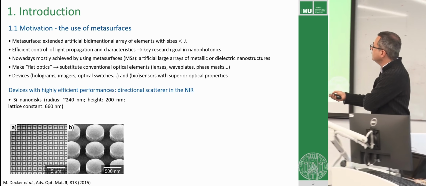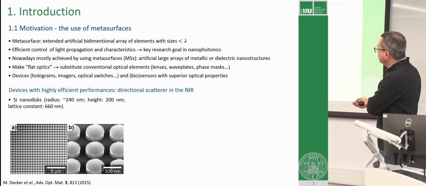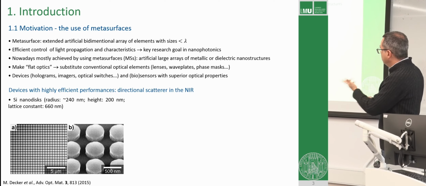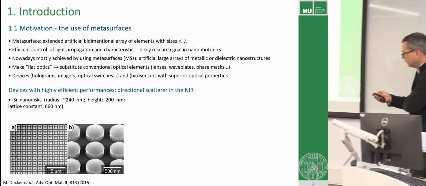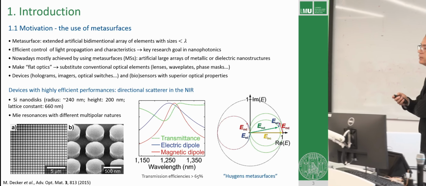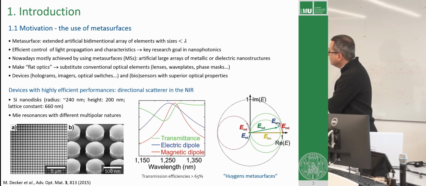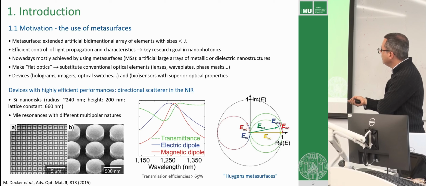Here we can see, for example, an electron microscope image of a metasurface, which is composed of these silicon disks, right? This operates in the near infrared. You see that the size of these disks is about 500 nanometers. They are very close to each other, right? And with such disks, we may achieve interesting properties. Like, for example, each one of these disks supports so-called Mie resonances, right? These Mie resonances may have a typical electric dipole characteristic or a magnetic dipole characteristic.